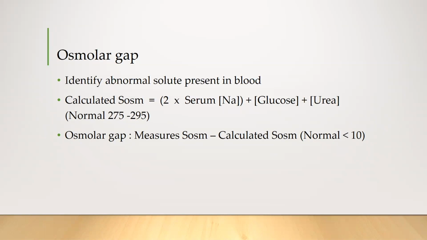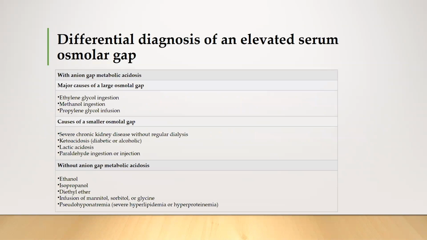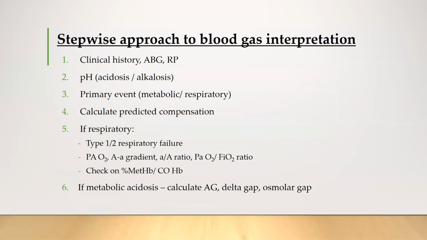However, when it's raised, it could be caused by a number of conditions, which include ethylene glycol ingestion, methanol ingestion, severe CKD without regular dialysis, ketoacidosis, lactic acidosis, paraldehyde ingestion, or those without any anion gap metabolic acidosis, which includes ethanol, diethyl ether, infusion of mannitol, or pseudohyponatremia. Next, I'll pass the mic to Ho, and we talk about the stepwise approach.